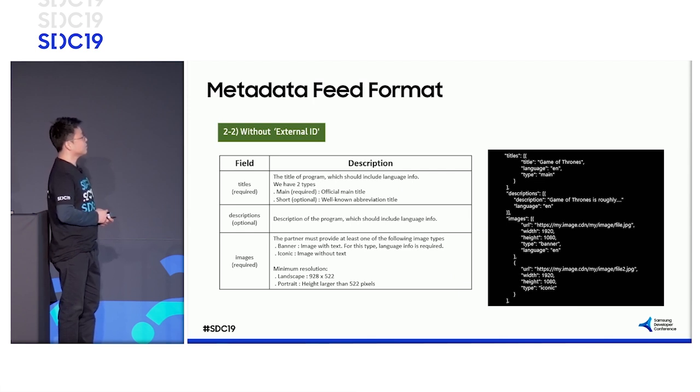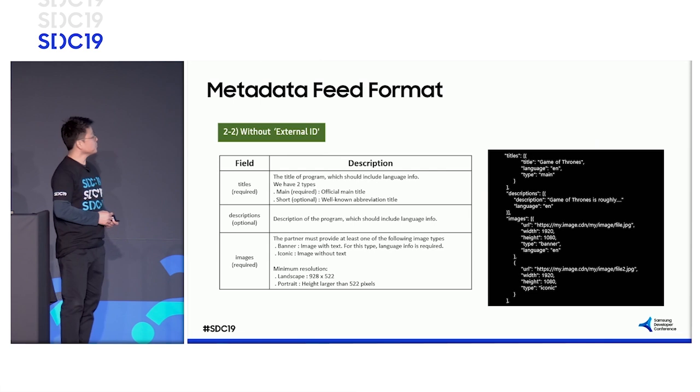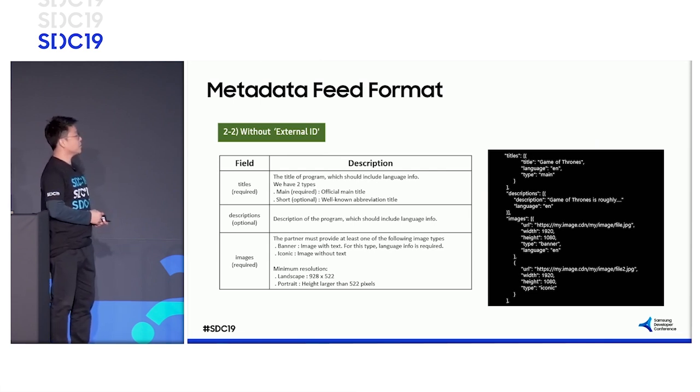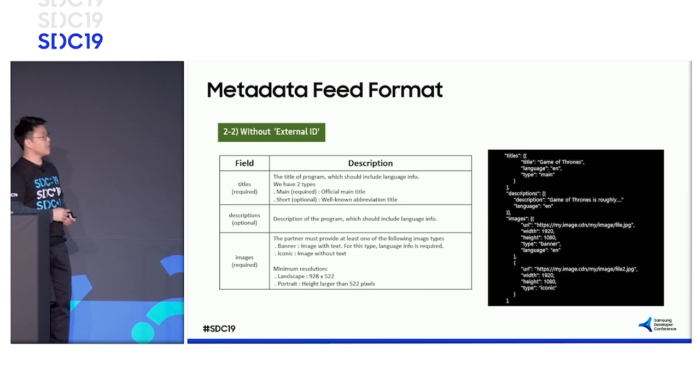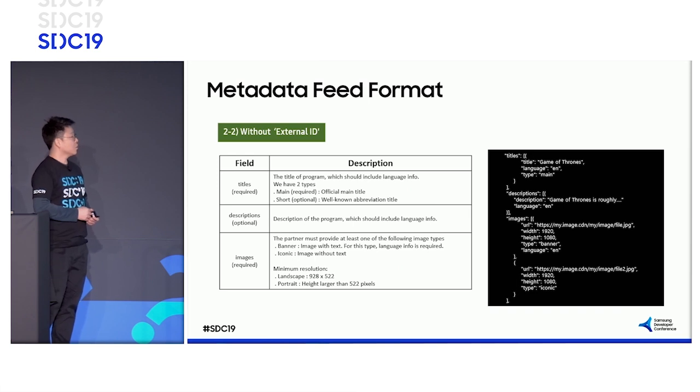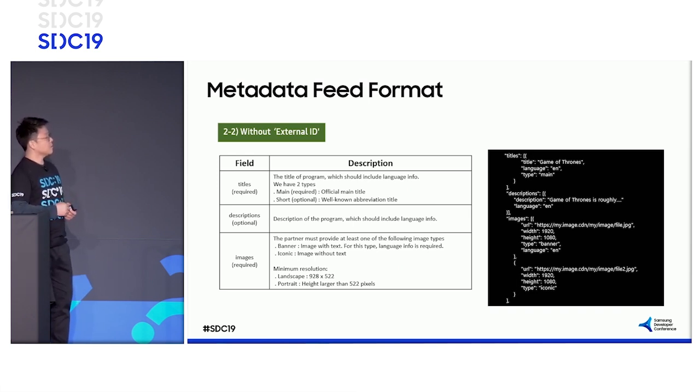Image is one of the most important data for attractive content. So at least one image is needed, and each image can be categorized into two types, banner and iconic. Banner image means that the image has a title written on it, so language information is also needed in this case. All the others are iconic images. Also, each type of image can be landscape or portrait. Landscape image should be larger than 928 pixels by 522 pixels. Portrait should be larger than 522 pixels in height.